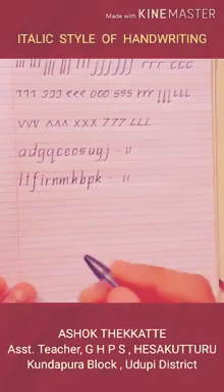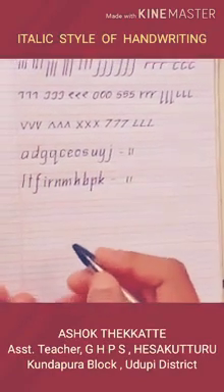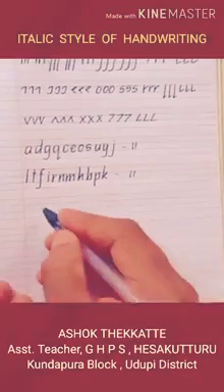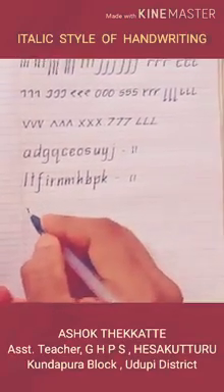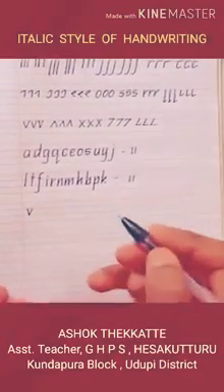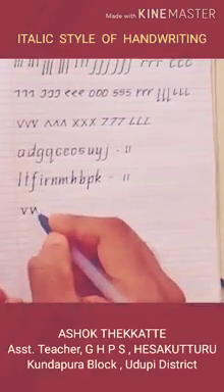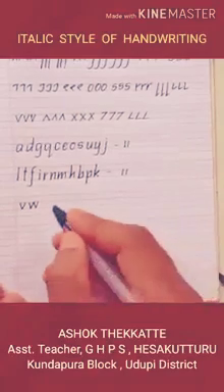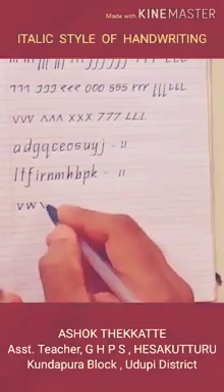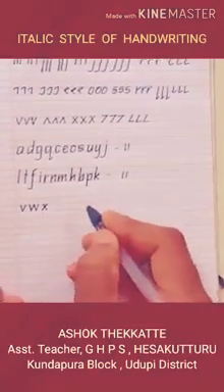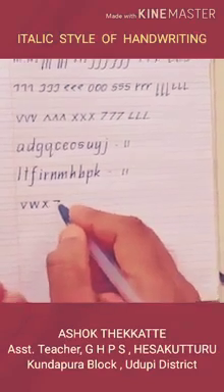The next 4 letters are formed by using a small line in different directions. The first letter is V. The next letter is W. Now it's X. And the last letter is Z.